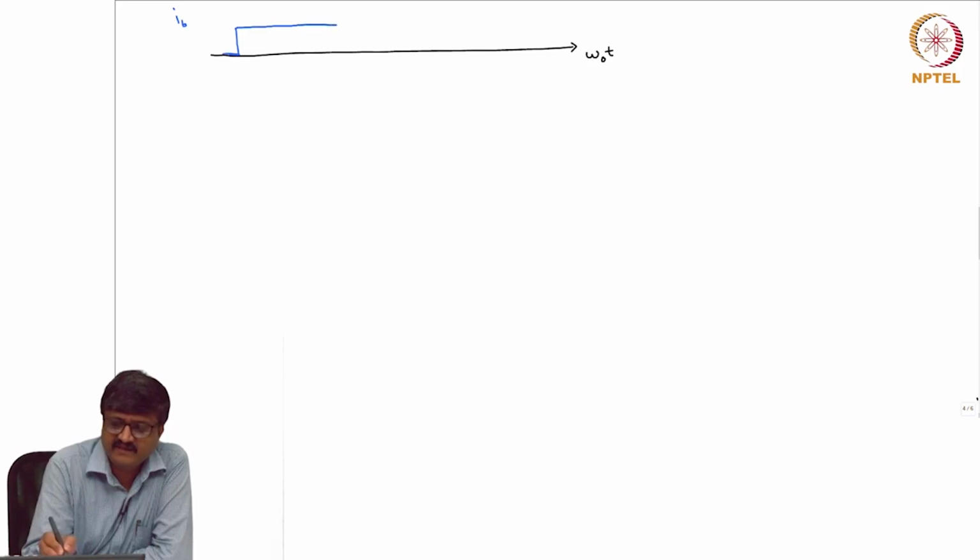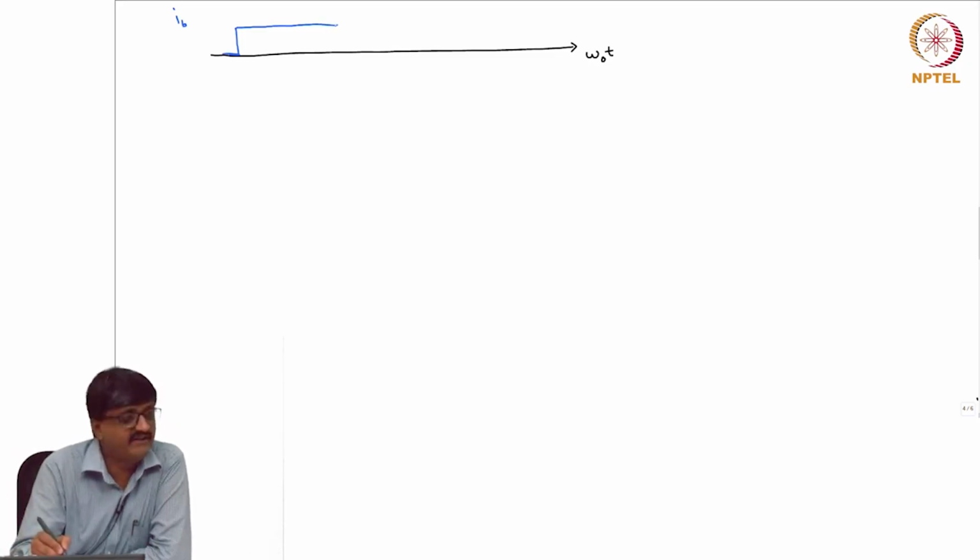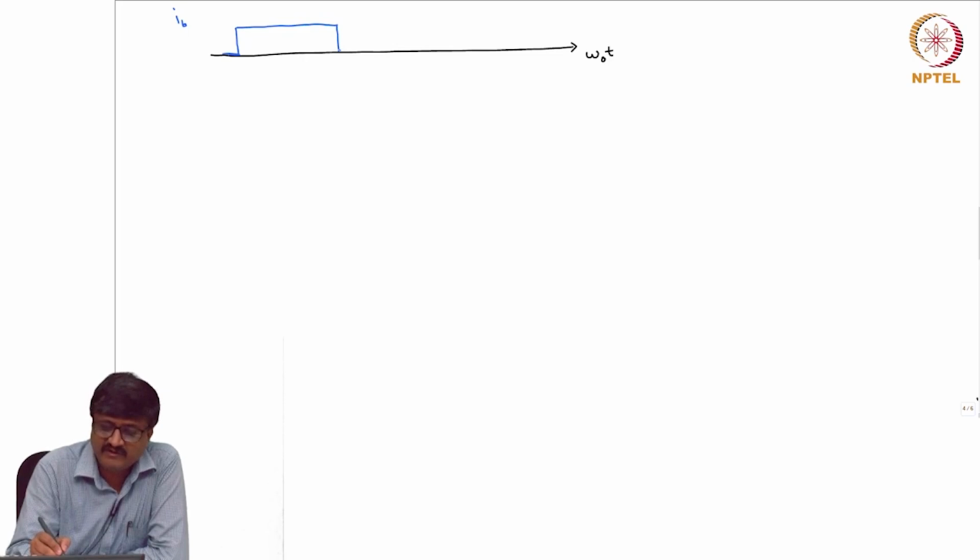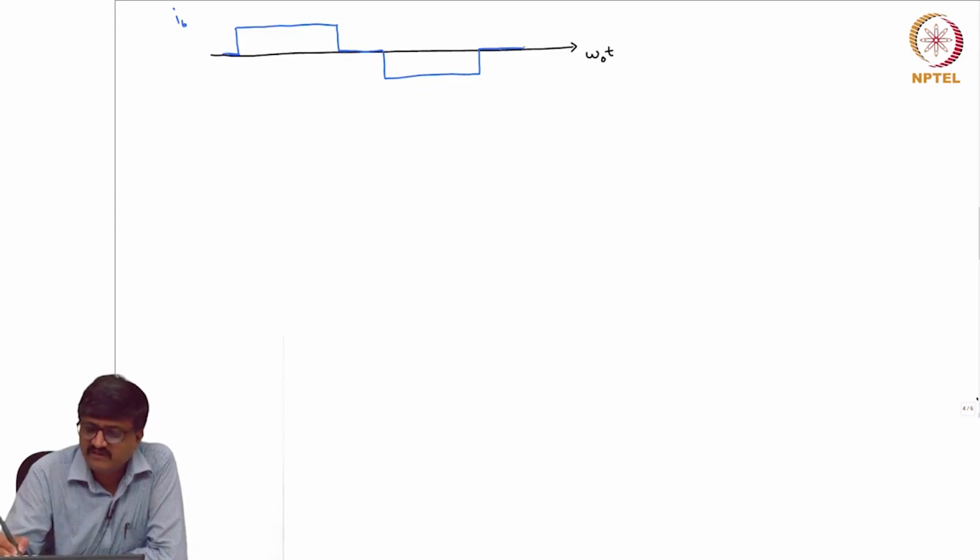And it remains at ID for how many degrees? 120 degrees. Then it goes to 0. For how long does it remain at 0? 60 degrees. Then after 60 degrees it again goes to minus ID and it remains at minus ID for 120 degrees. Then again it goes to 0, it remains at 0 for 60 degrees, and then it becomes ID again and the cycle repeats.